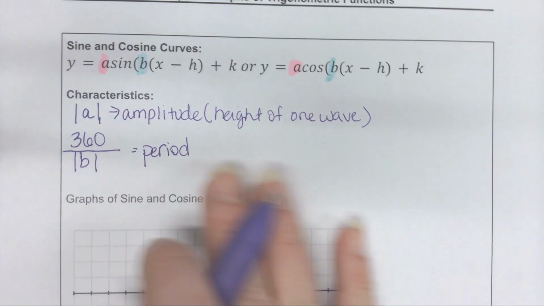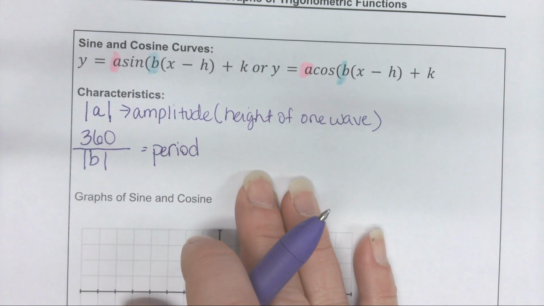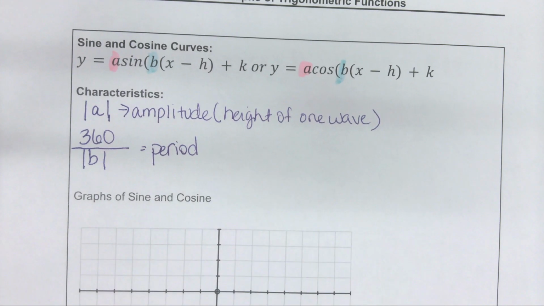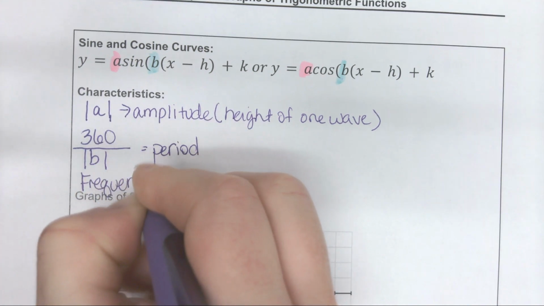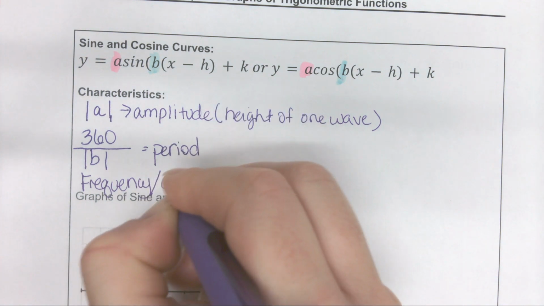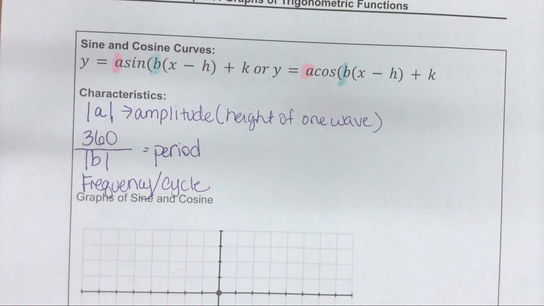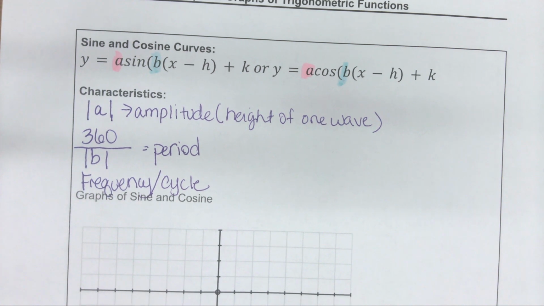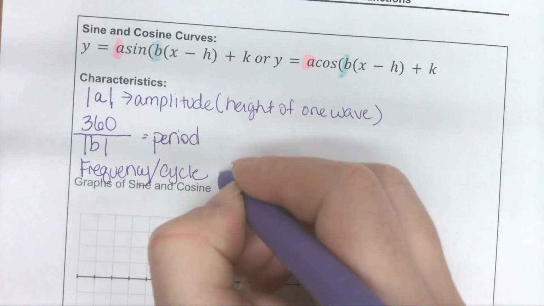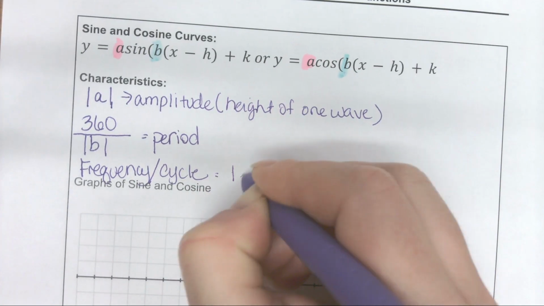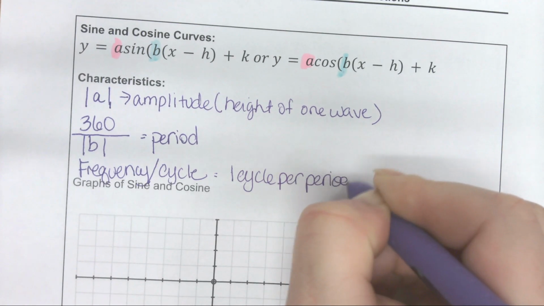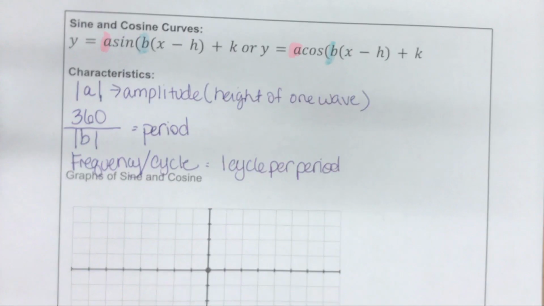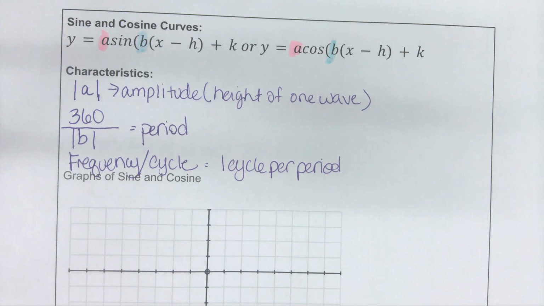Related to period, we should talk about cycle or frequency. So another term you might hear is frequency. If I ask you what the frequency or cycle is, that's very much related to the period. It would just take one cycle per period, depending on what that period is. So I'd say one cycle per 360 degrees, for instance, for just a regular old sine or cosine.